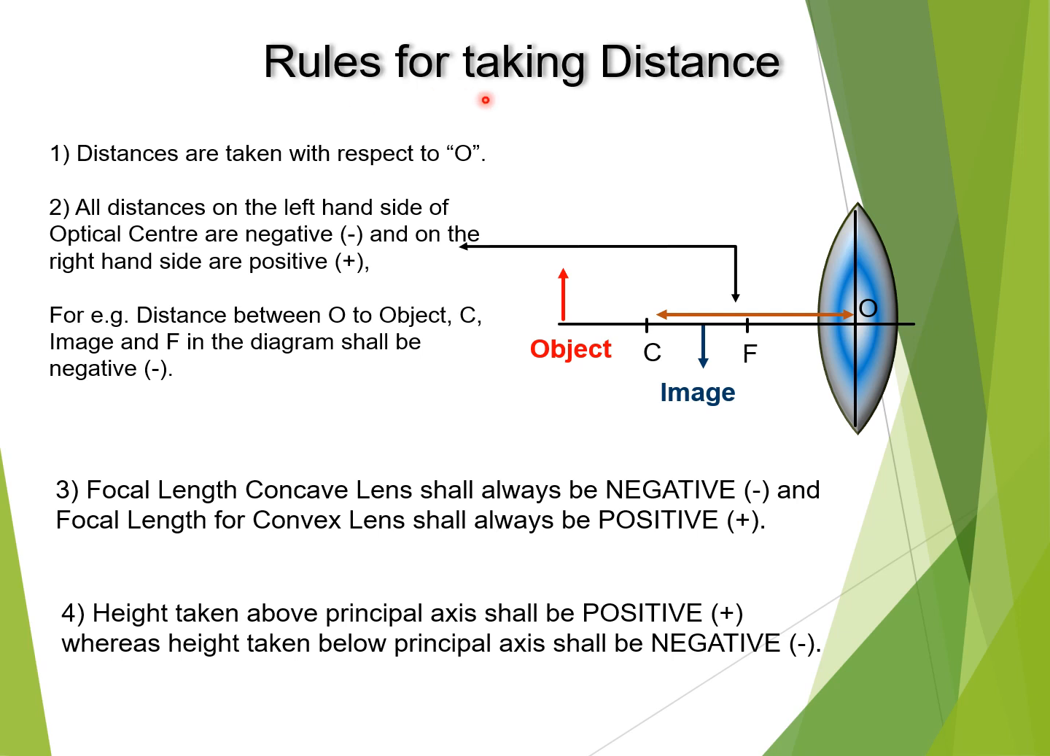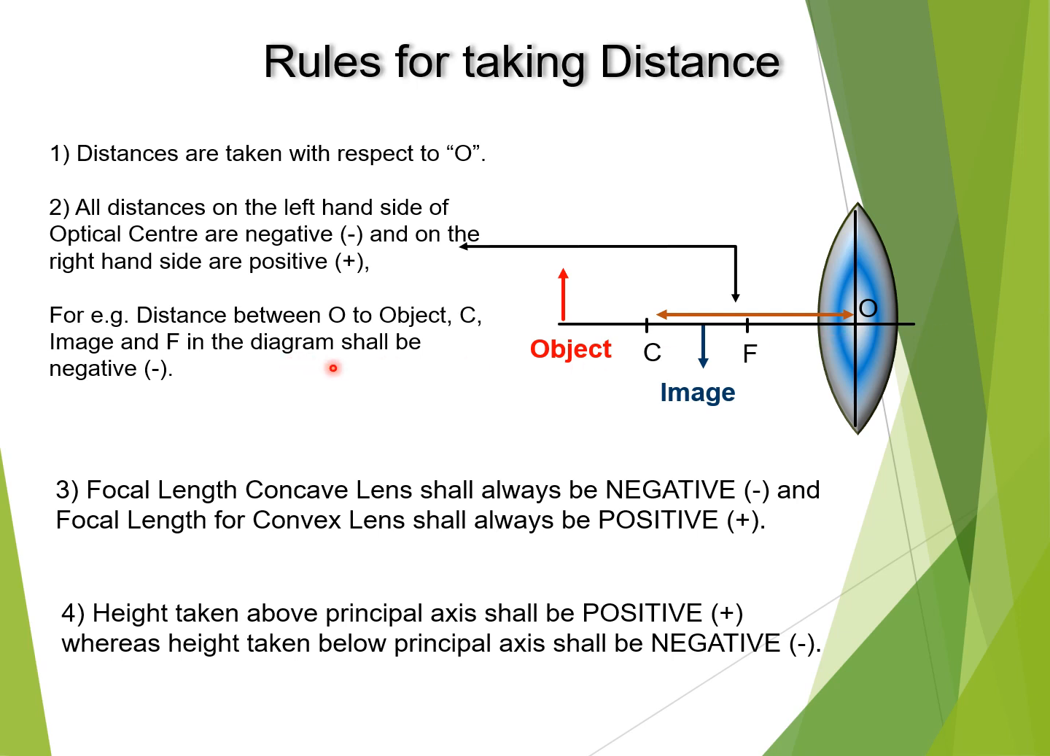Let us understand a few rules for taking distances. These are quite similar to the ones we studied for mirror. The first rule is that distances are taken with respect to O. This is the optical center. So all the distances shall be taken with respect to the optical center, like in mirror, we took all the distances with respect to the pole. The second rule is that all the distances on the left hand side of the optical center shall be negative, and on the right hand side shall be positive.